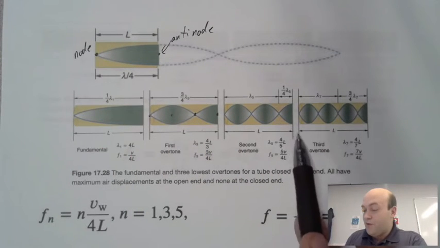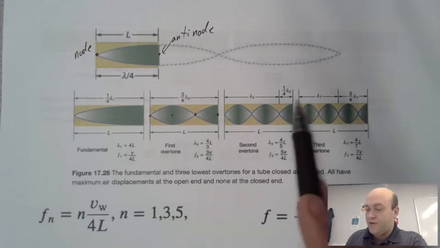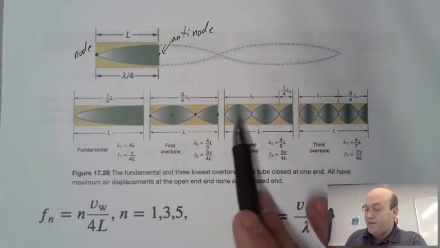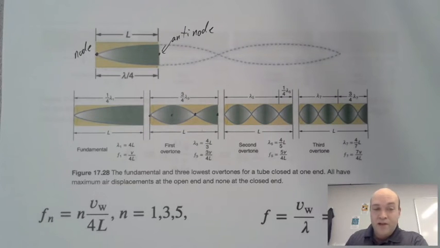And then we could keep going. We can't do an even one, because we need a node at one end and an antinode at the other. But I can divide the original wavelength by 5, then I can fit a whole other set in there, or by 7 and get a whole other set, or any odd number.